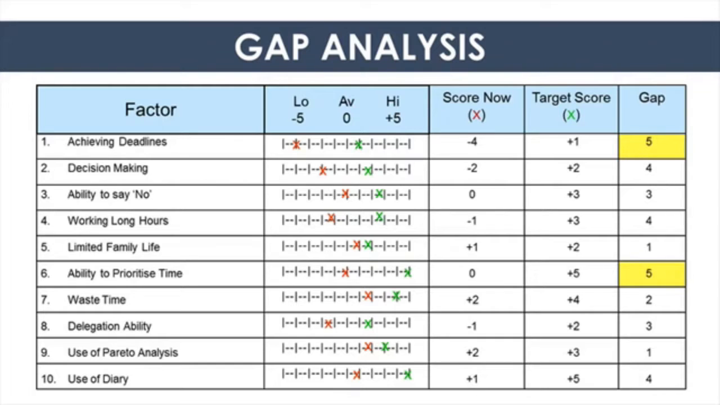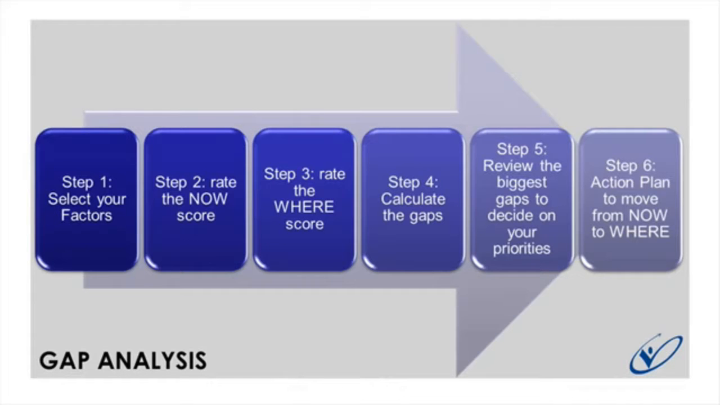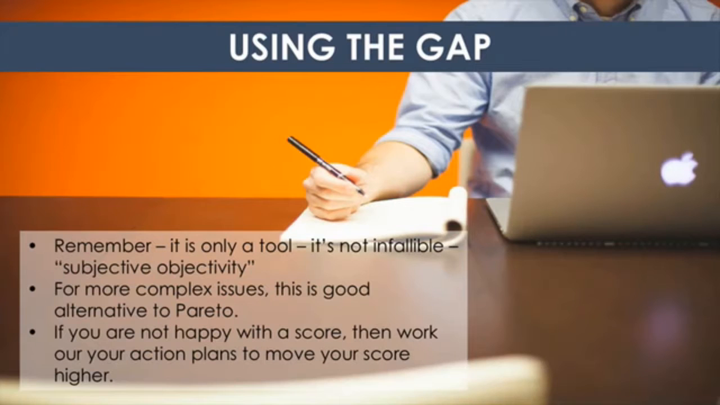So use gap analysis as a tool. Where are we now? Where do we need to be? Pick the ones with the biggest gap between the target and the current score. Methodology: select your factors, score for the now, score for the where, calculate the gaps, pick the biggest gaps, and then do some action plans. Great way to do it.